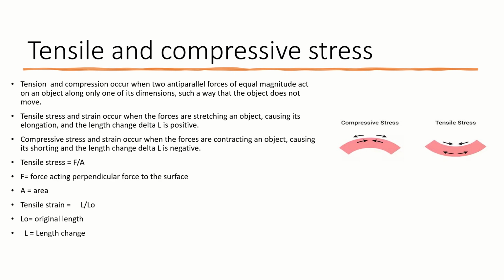Tensile stress equals F over A, where F is a force acting perpendicular to the surface, and A just equals area. And then tensile strain is delta L divided by L0, where L0 is the original length, while delta L is the length change. And if you take a look at the photo, as you can see, with compressive stress, the arrows on the outside are going inwards towards each other, while the arrows on the inside are going outwards. And then for tensile stress, it's the opposite.